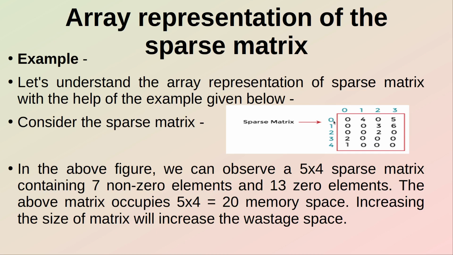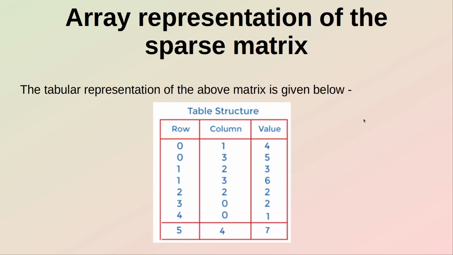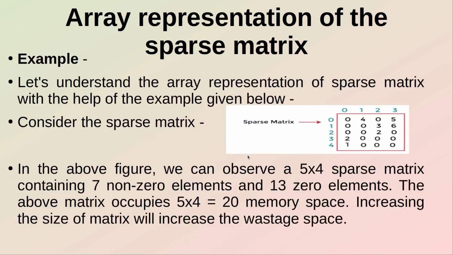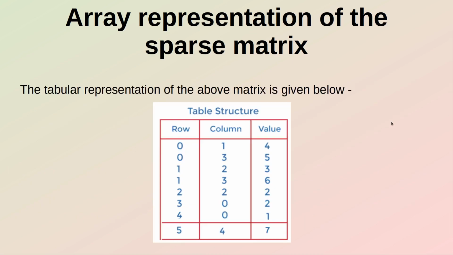So 0 is the first row index value, then 1 is the column value. We take 0 comma 1, then the value is 4. Here it will be represented as 0 1 4. Same as the next value 5: the row value is 0 and the column value is 3 and the value is 5. So it is represented in this form. The remaining all 7 elements are represented in this form.